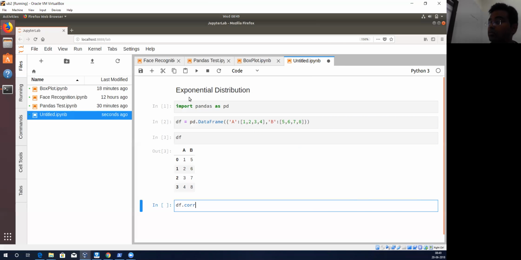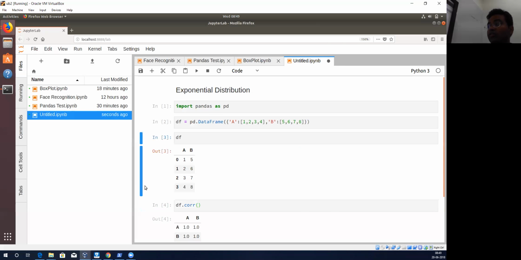df.corr(). If I do this, what are you getting? A is heavily correlated with B. 1 is the highest value. Understood, right? Now, if I change this value here, my correlation decreases, isn't it? Because one value is totally messing it up. Understood what is happening? Positively correlated means if one increases, the other will also increase. Negatively correlated means if one decreases, the other will increase.